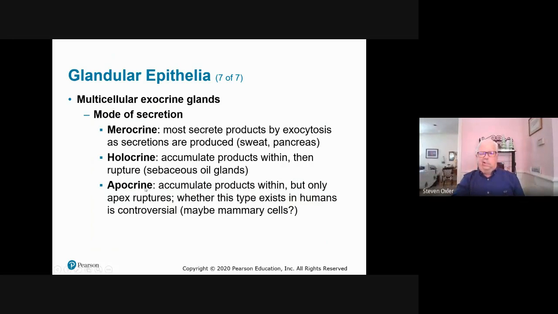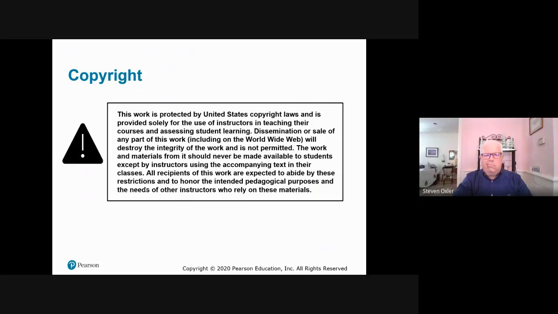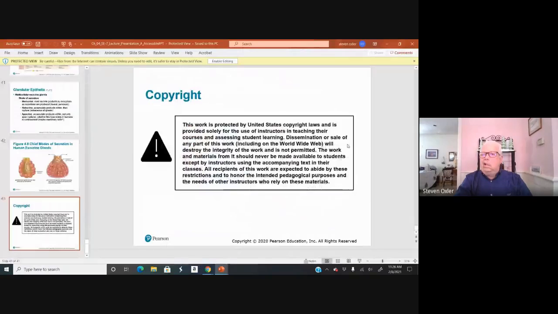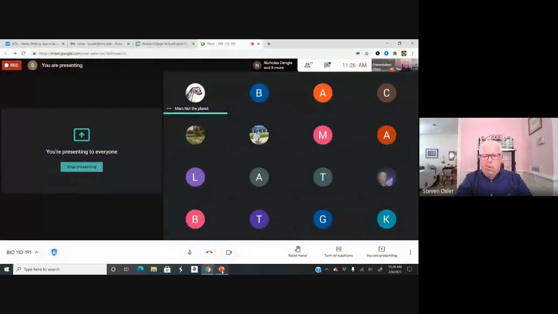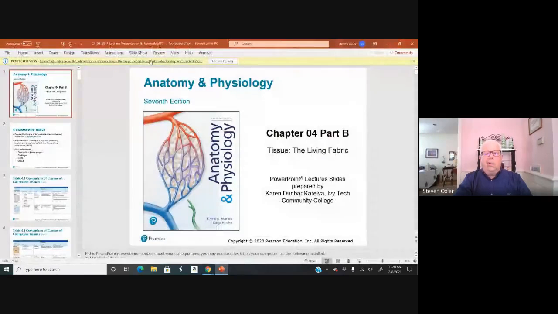Know the difference. All I want you to know about glandular epithelium is that there are two types, endocrine and exocrine, and I want you to know how the exocrine glands secrete their product: merocrine, holocrine, or apocrine. All right? Okay. Let's go into part B.